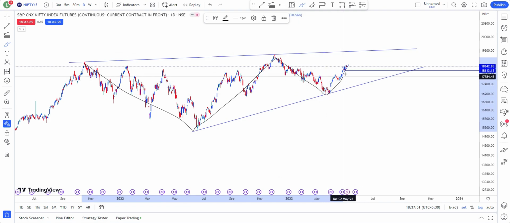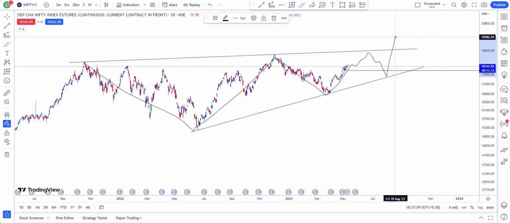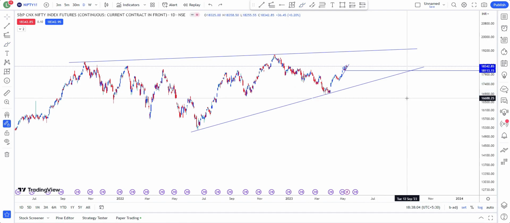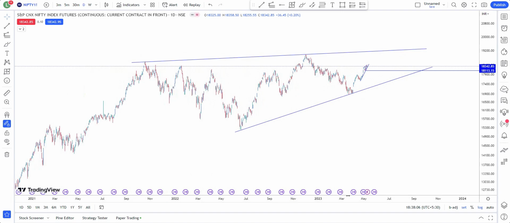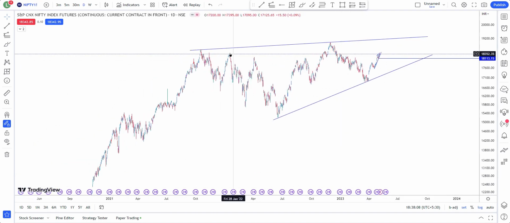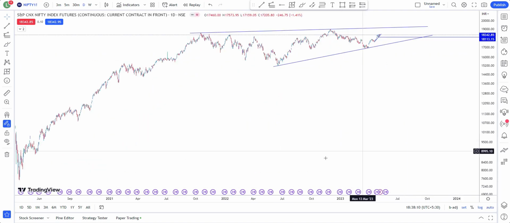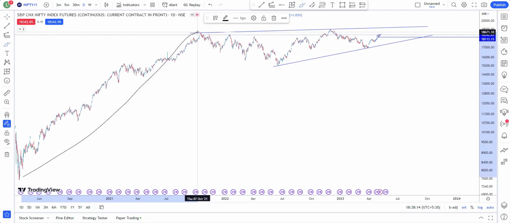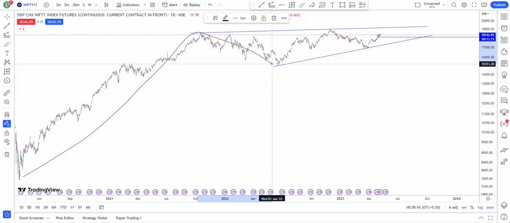And possibly we might be doing something like this for a new all-time high, a correction, and then I think it will be an either side breakout. It can be either side. So if you ask me about the probability, I think this is a bullish pattern being formed, since we have this much bullish momentum from the COVID lows.